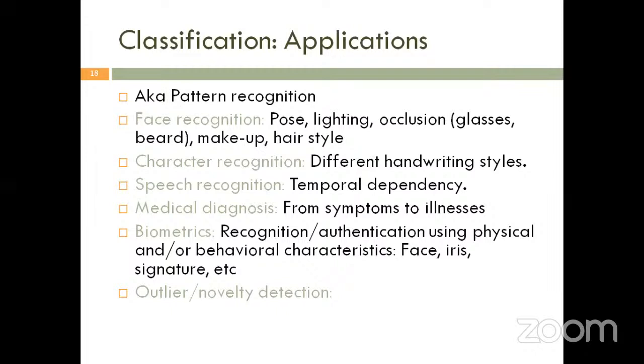Okay, classification applications, that is pattern recognition. How can you do it? Face recognition based on pose, lighting, occlusion, that is glasses, beard, makeup and hairstyle. This is very important, how your mobile or your punching devices use face recognition, that is by pose, lighting and occlusions. Even the makeup and the hairstyles matter. Character recognition, different handwriting styles; speech recognition, temporal dependency; medical diagnosis, from symptoms to illness; biometrics recognition, authentication using physical and behavioral characteristics, that is face, iris, signature; and outlier and novelty detection. So these are all very, very important, it is a very important slide, that is the applications and how the applications are actually used.